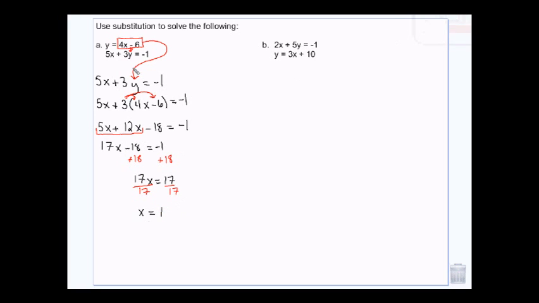Once I found x, I take this part, the one I originally plugged in, and my answer from x replaces x. So I get y is equal to 4 times 1 minus 6. So that's 4 minus 6, which is negative 2. So now I have my two answers, and I can write down the system solution as my ordered pair.